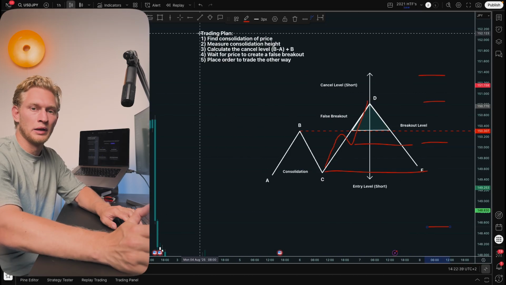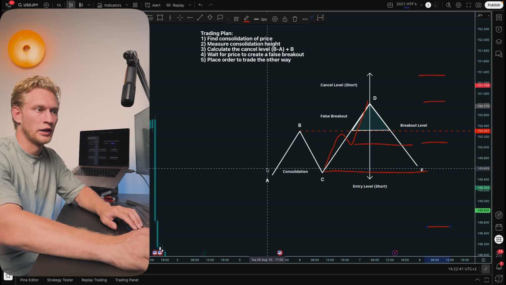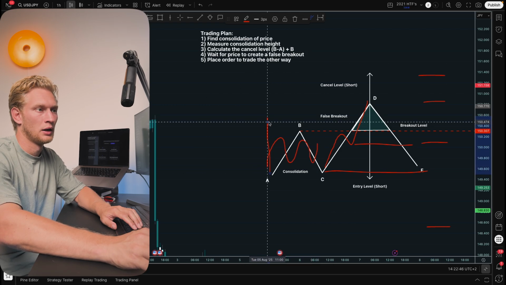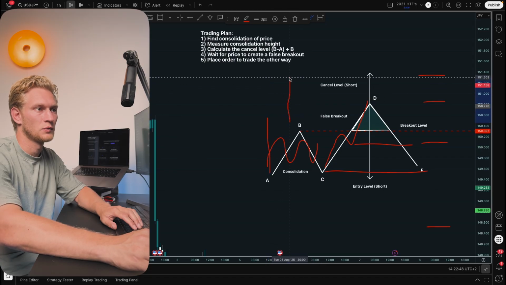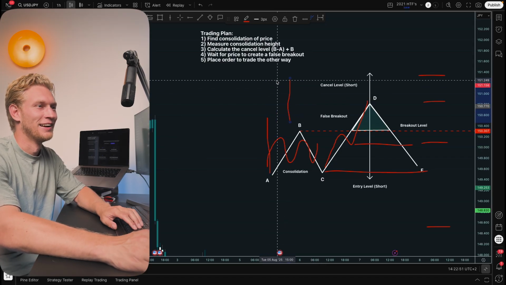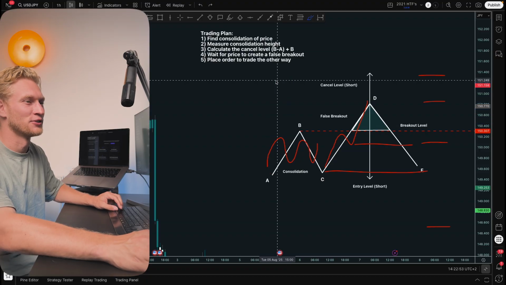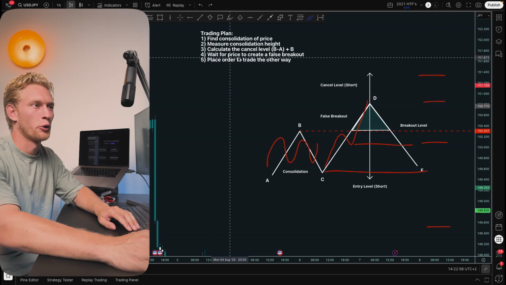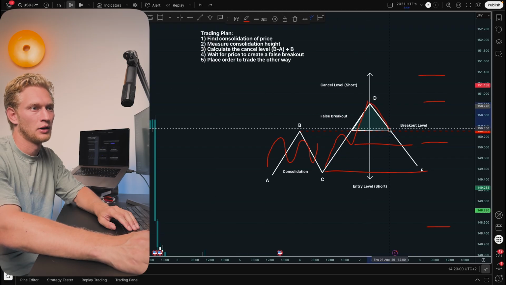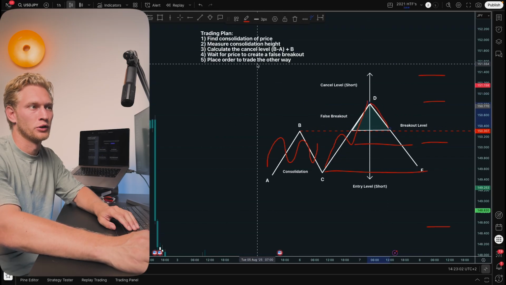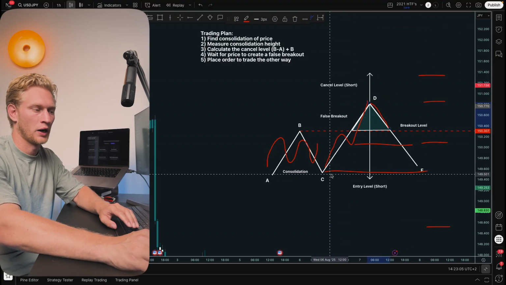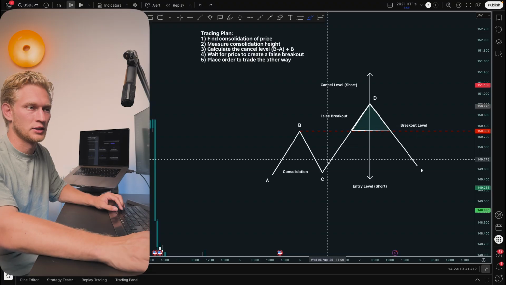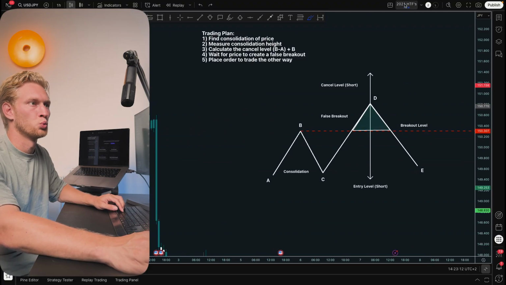So let me repeat it quickly. Find consolidation of price. Price is consolidating. Measure consolidation height, and then add it here. Sorry for my ugly drawing here. The knowledge is good, but my drawing skills is not why I'm here. Calculate the cancel level. We have done that. Wait for price to create that fake breakout, and then form D, and then place an order to trade the other way. So you can just place an order here. This is the strategy. And manually to trade this is pretty easy. I'm gonna show you how this works.